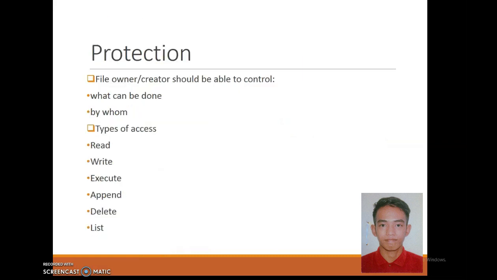So the protection. The file owner, the creator, should be able to control his file sharing. He can manage who can access that media, what can be done, and by whom. So the types of access: read, write, execute, append, delete, and list. These are the types of access.